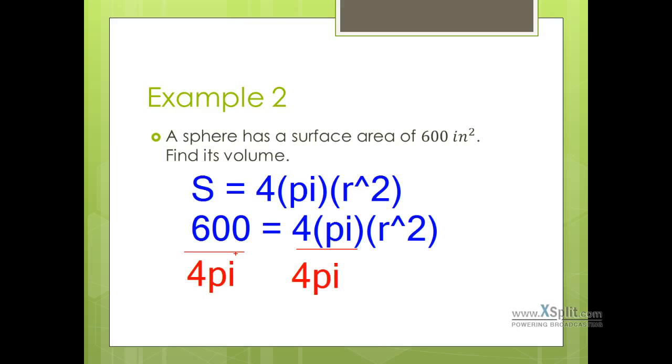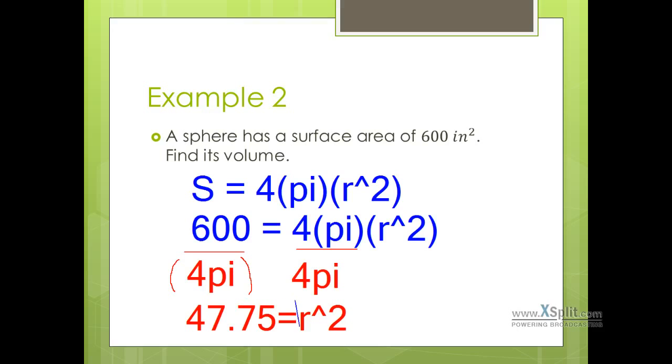All right, so on your calculator, if you divide both sides by 4 pi, 600 divided by 4 divided by pi, that should give us about 47.75. If you're getting a different answer on your calculator, check and make sure that you didn't type in 600 divided by 4 times pi. Make sure you either put these in parentheses or you do 600 divided by 4 and take that and divide it by pi. All right.